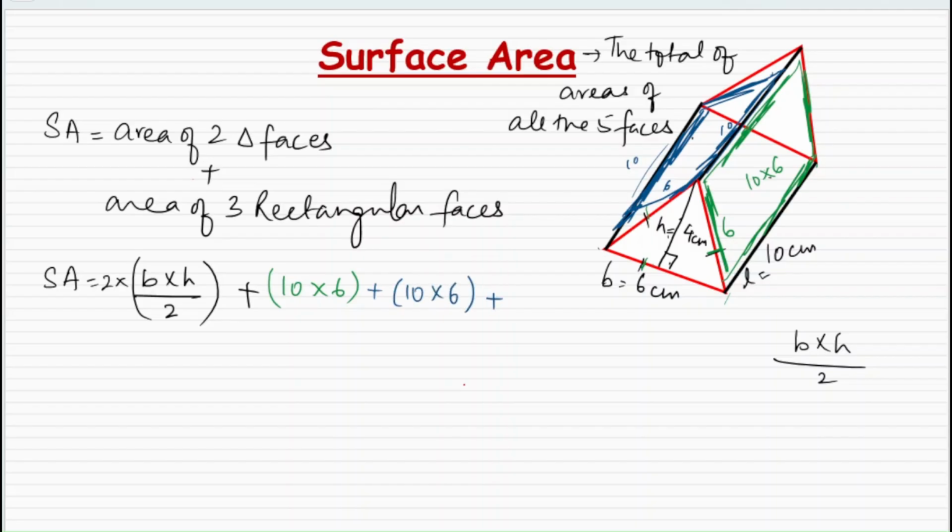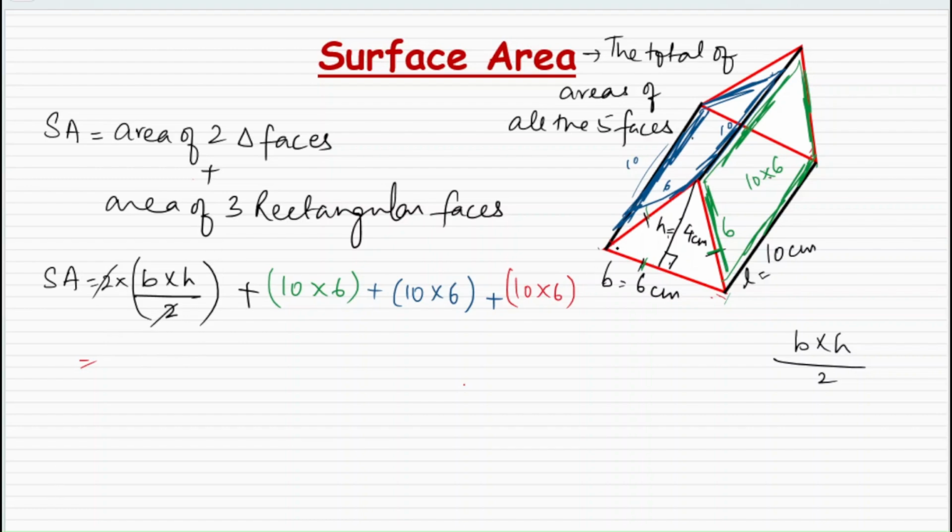And then finally, what about the base? The base is 10, and this width of the bottom rectangular face, if you can look at it, for the bottom one, this is the length and this is the width. So again the area is 10 times 6. So 10 times 6. Now 2 times, now can I cancel this 2 and 2? Of course, 2 divided by 2 is 1.